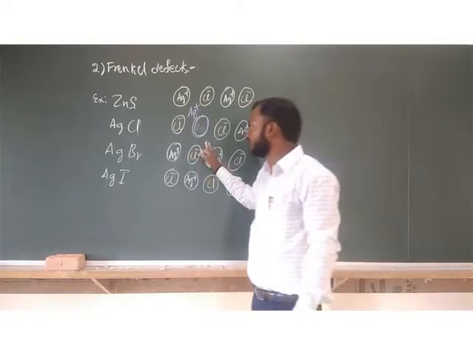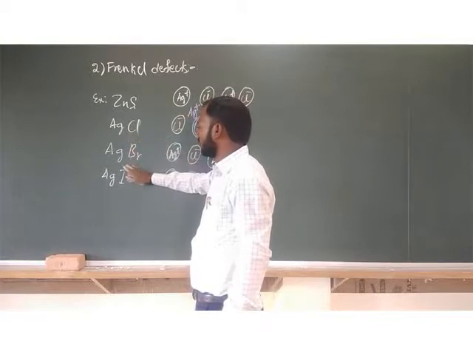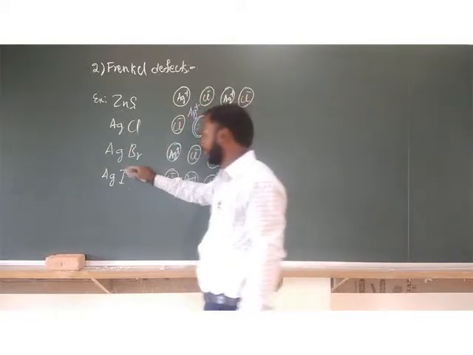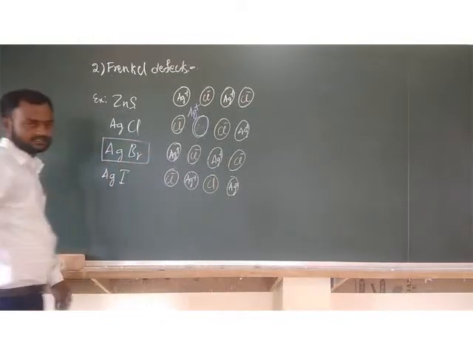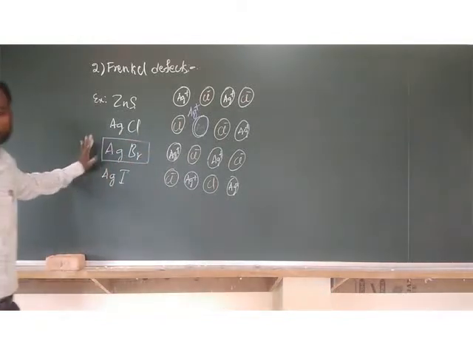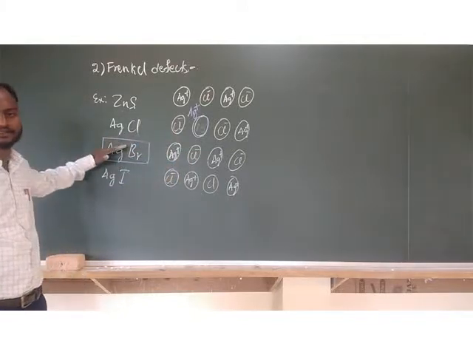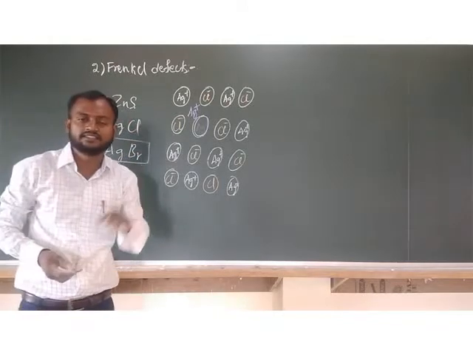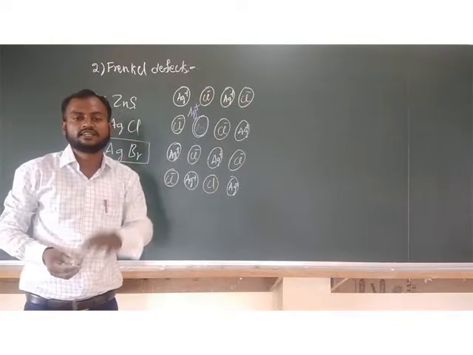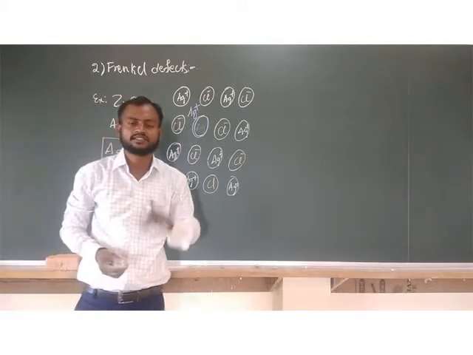So it arises in zinc sulfide, silver chloride, silver bromide and silver iodide. So you know that silver bromide is an example for both Frenkel defects as well as Schottky defects. The Frenkel defect arises due to a large difference in the size of the cations and anions.